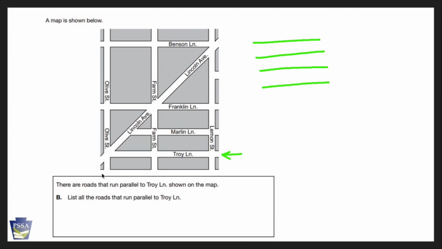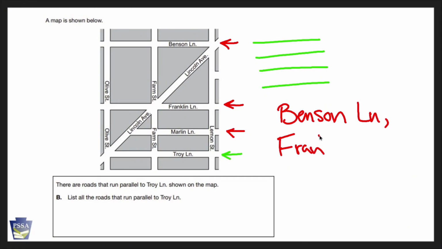Okay, since I don't have a lot of space in here, I'll write them over here again. The roads that are parallel to Troy Lane are Martin Lane, Franklin Lane, and Benson Lane. Okay, these roads will never run into each other. So Benson Lane, Franklin Lane, and Martin Lane.